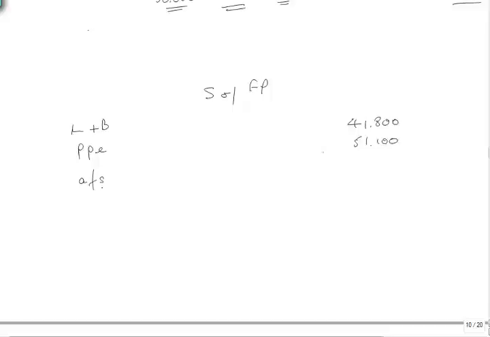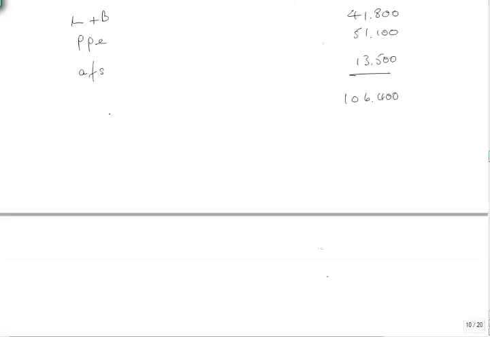Got an available for sale asset. It was 15.8, and we're told in the question it's 13.5. Down at the bottom of the question there, it tells us it's 13.5. So that gives me tangible non-current assets with the available for sale 106,400.